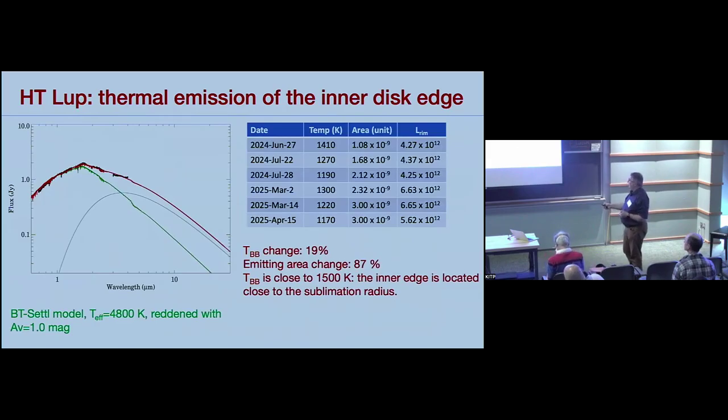We can fit it with the same black body, whose temperature is now close to the sublimation temperature. And what we found is that at different epochs, which are within a few weeks or months, we have a huge change in the emitting area. It's 87% or something like this in this case.